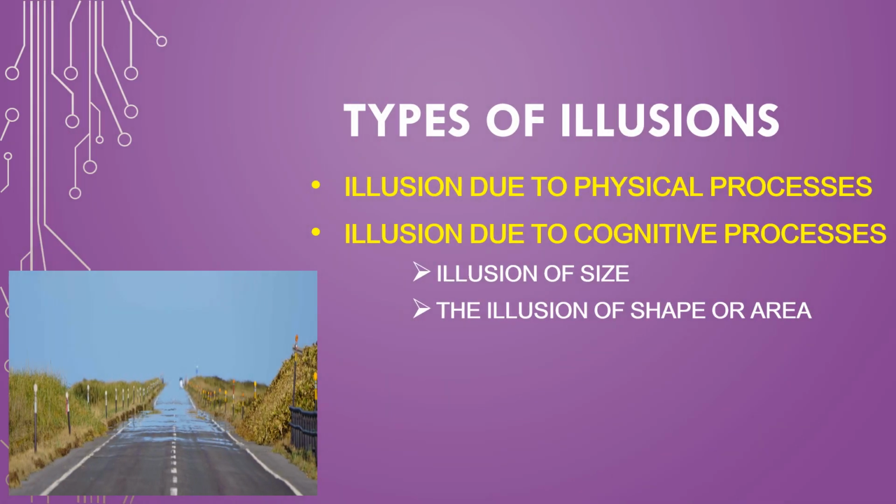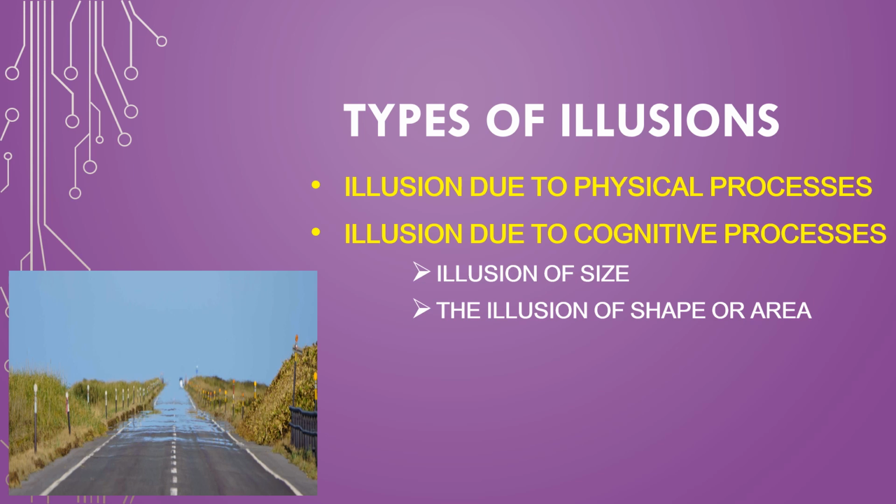So, what are the major types of illusions? The main two types of illusions are the one related to physical processes and the other related to cognitive processes. First one, illusion due to physical processes. These illusions are perceived without any existence of the stimulus. That is, things are not really there, but we perceive something.